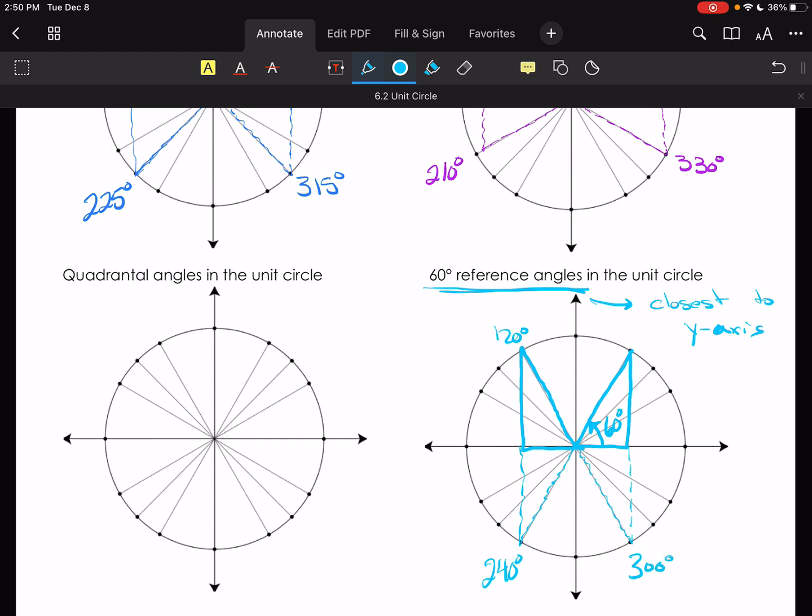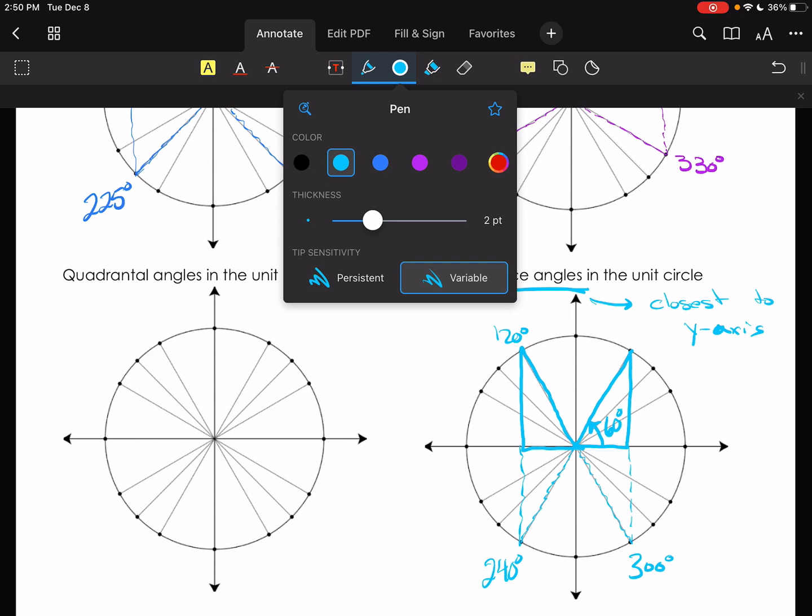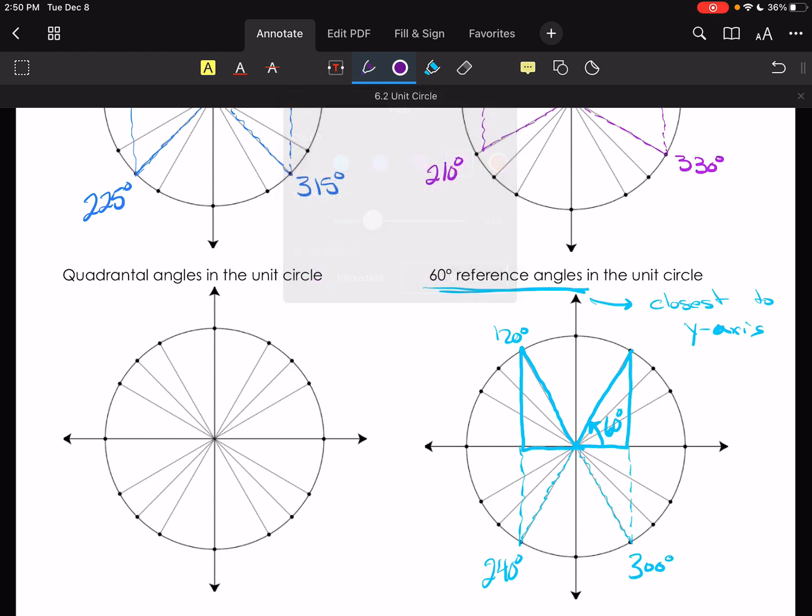All right, the last angle measures that we're going to talk about are my quadrantal angles. Remember, your quadrantal angles are your multiples of 90, right? So here would be my first quadrantal angle, 90 degrees. Okay, starting at 0, right? Here's 0. Over here, this would give me 180 degrees of rotation. Add another 90, that puts me at 270 degrees. And a full circle would be 360.